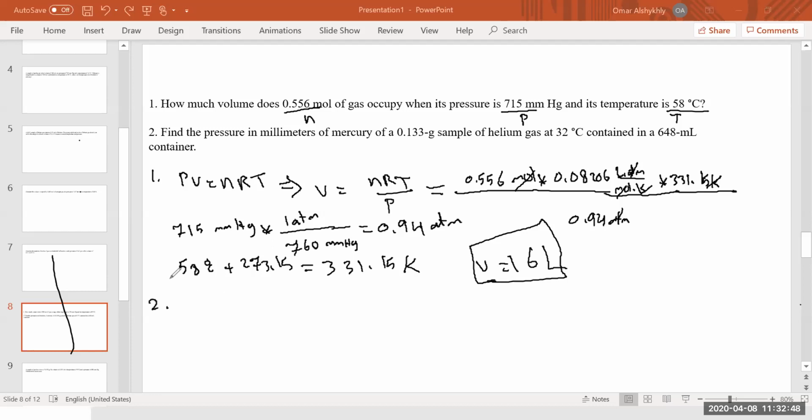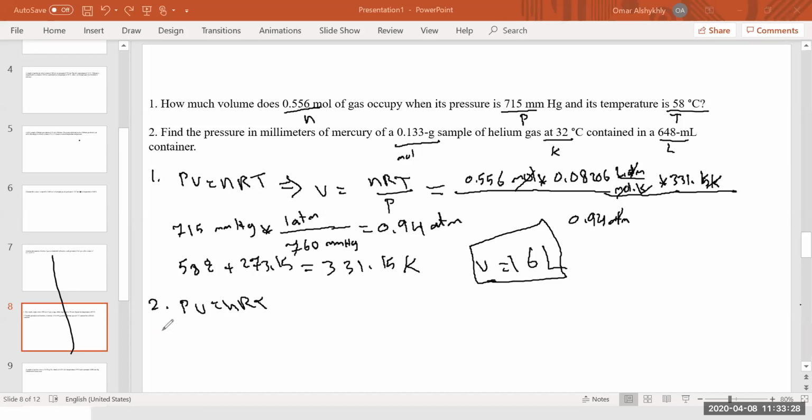Question number 2. Find the pressure in millimeter of mercury of a 0.133 gram sample of helium at 32 Celsius degree contained in a 648 milliliter container. So we will use PV equal nRT here. Don't forget, we need the amount of the sample in mole, the temperature in Kelvin, the volume in liter, and they are asking for the pressure.